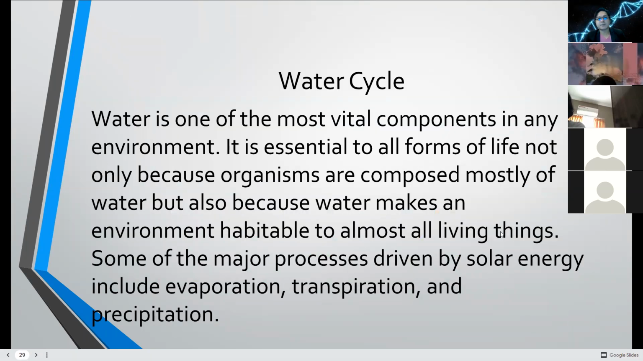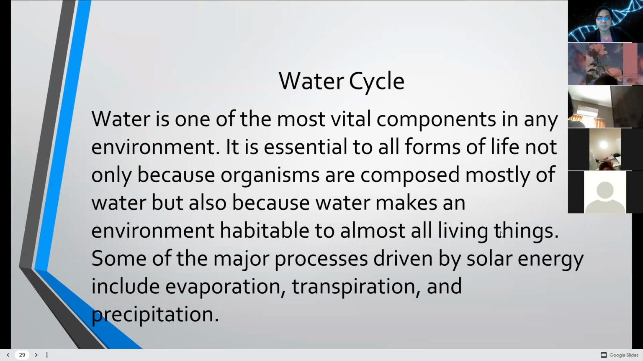Let's move now to water cycle. Water is one of the most vital components in any environment. In fact, when you're talking about water cycle, it is actually the master cycle or the mother cycle because it starts everything. When water cycle starts, the rest of the cycles will also start. Okay? Water cycle is one of the most vital components in an environment or ecosystem. It is essential to all forms of life, not only because organisms are composed mostly of water, but also because water makes an environment habitable to almost all living things. We need water. In fact, our body is composed of 70% water.